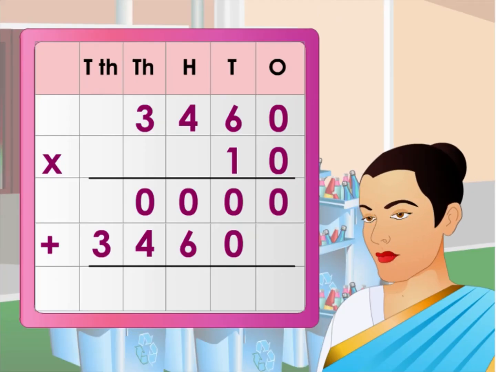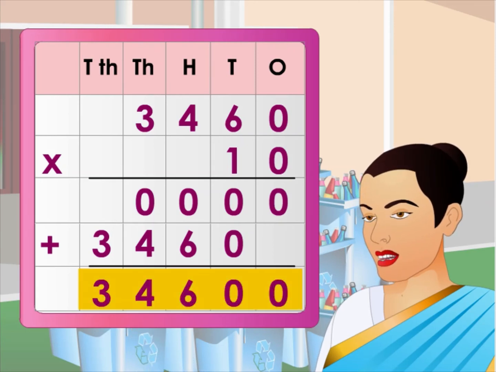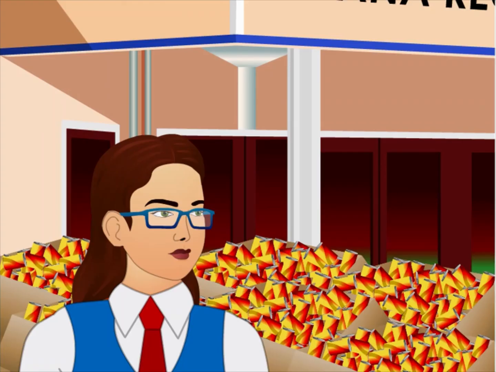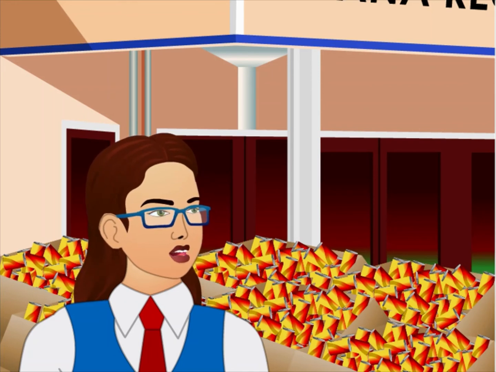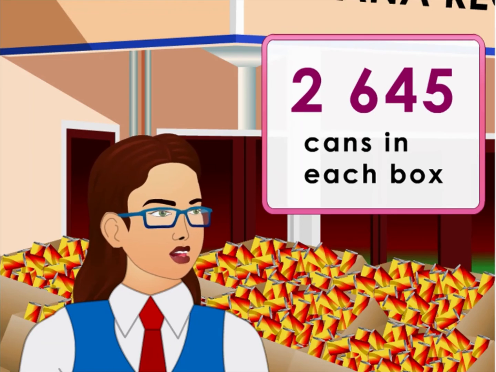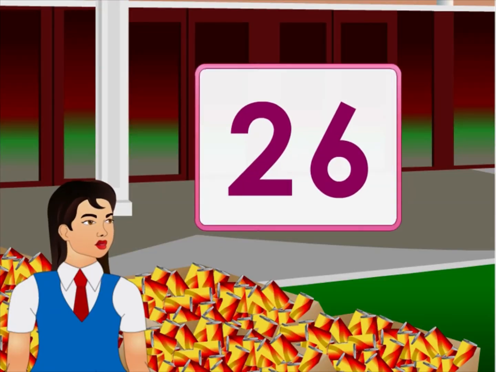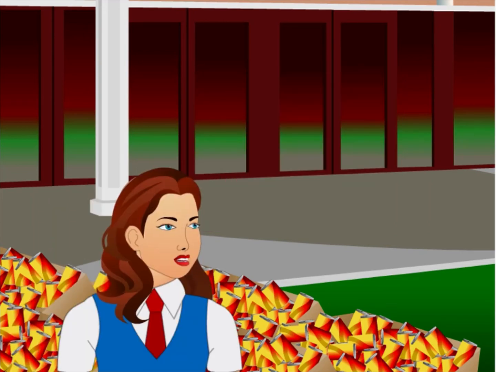Very good. Well, let's find out how many aluminum cans we have. Now we have to count the number of these boxes first. There are so many boxes here. It says here that the boxes have 2,645 cans in each box. Well, let's count the boxes. There are 26 boxes here. Correct. Now we can multiply the two numbers, get the product, which will give us the number of aluminum cans.